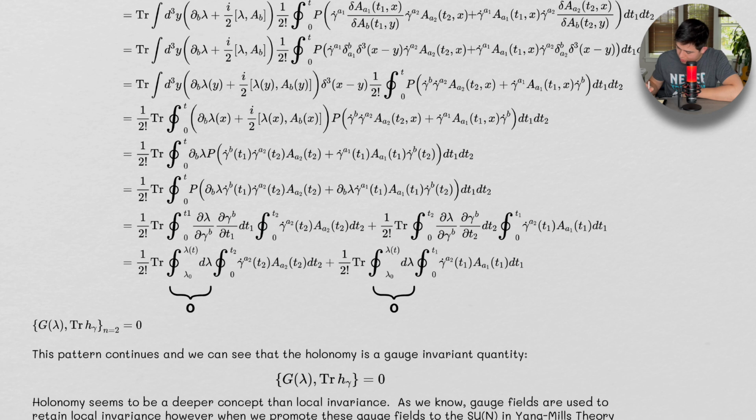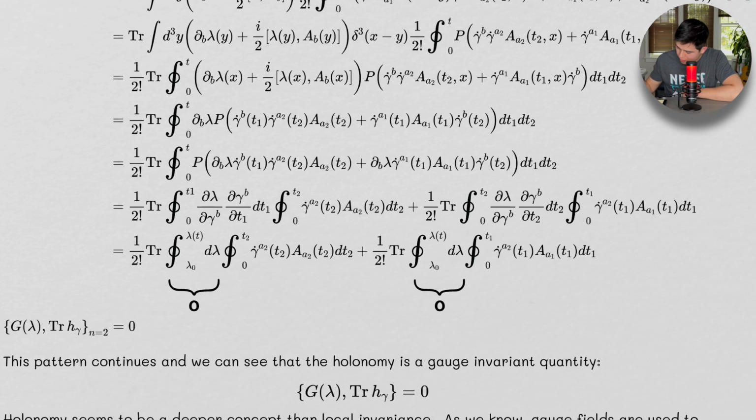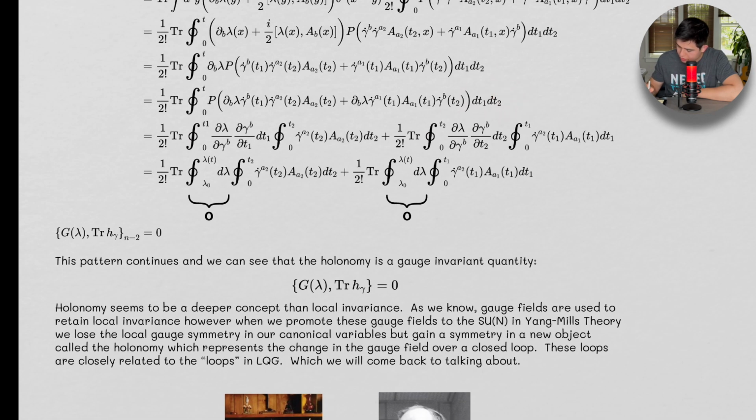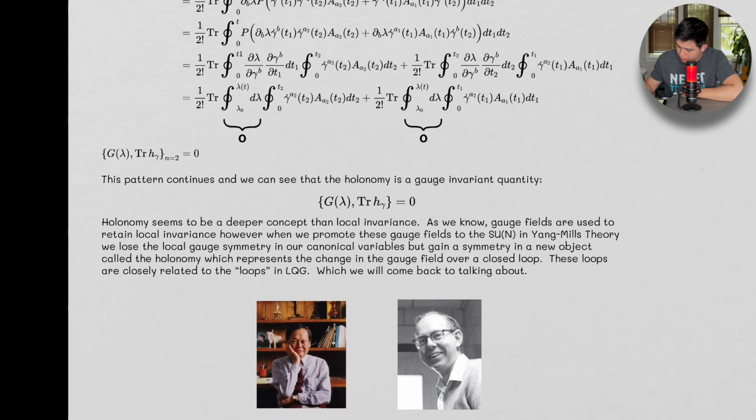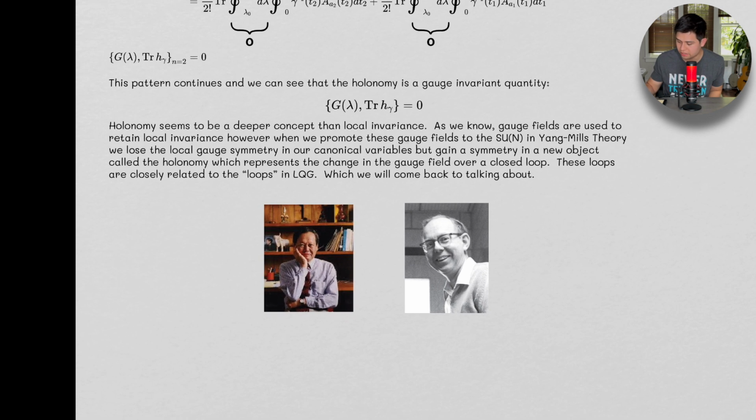Okay, so now from here to here, again, we're just moving the derivative inside, and we're integrating over two time points. We're doing the same thing here as we did before. We see that this is going to go to 0, this is going to go to 0. So for our gauge transformation, the trace of our holonomy when n equals 2 is 0 as well. This pattern continues, and we can see the holonomy is a gauge invariant quantity in Yang-Mills theory.